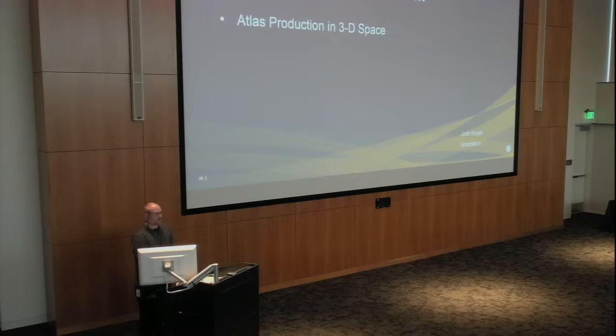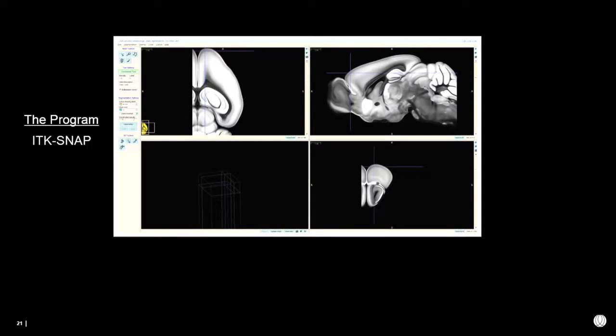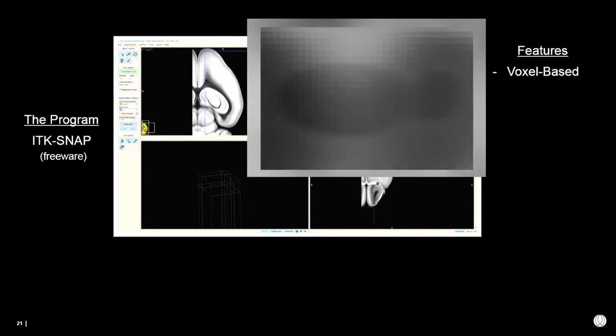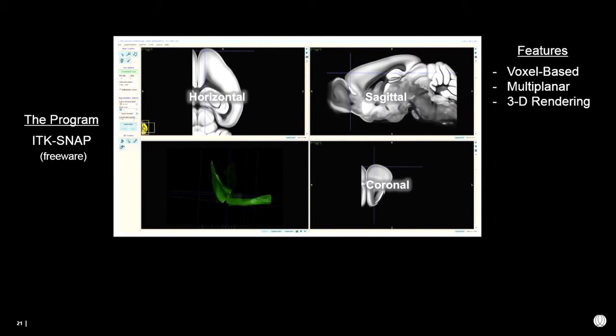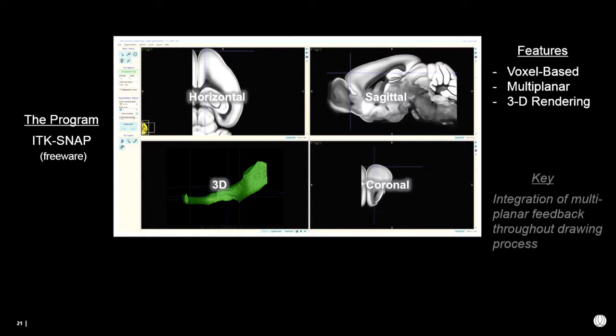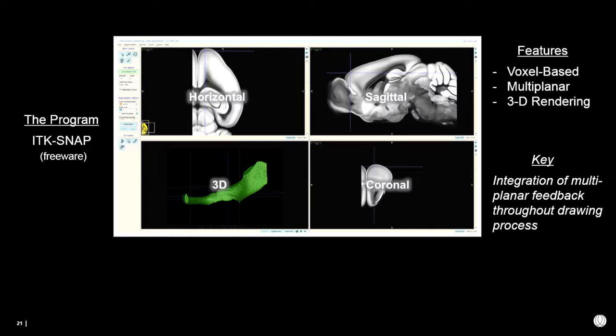Hello, my name is Josh Royall, and right now I'd like to talk about atlas production in three-dimensional space. Our process begins with the selection of a 3D annotation platform. For this new version of CCF, we have chosen ITK-SNAP, whose features include that it's voxel-based, and we have chosen a voxel resolution of 10 microns. It's multiplanar, offering horizontal, sagittal, and coronal views simultaneously, and it offers 3D rendering. All these features allow the integration of multiplanar feedback throughout the drawing process.